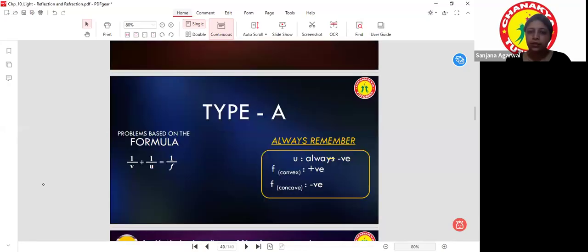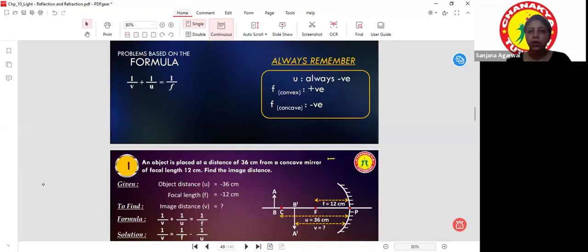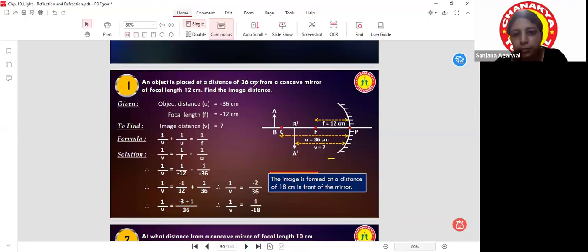Let us solve a few questions. An object is placed at a distance of 36 centimeter from a concave mirror. So u is given as minus 36 centimeter, because the object is always placed to the left side. Focal length 12. The focal length of a concave mirror is also always negative, so minus 12. Find the image distance.